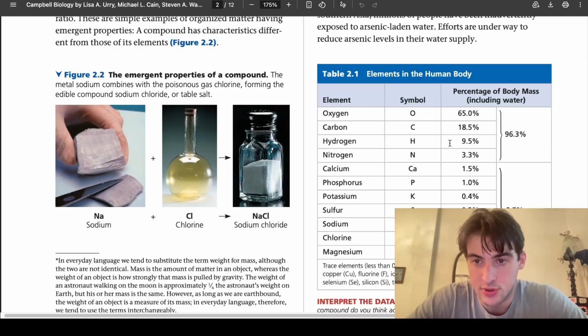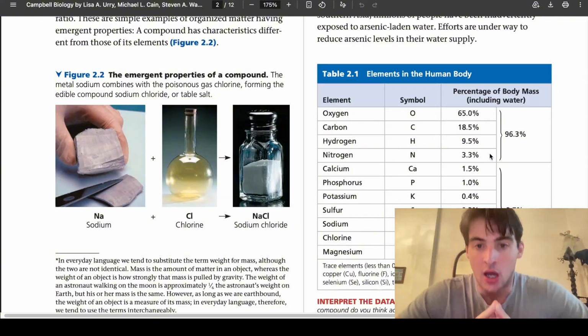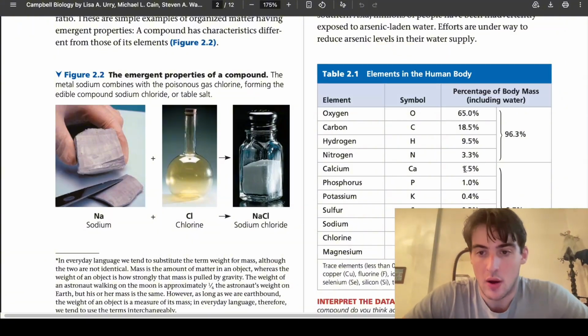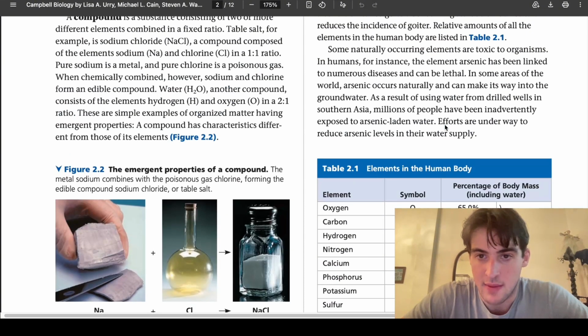Then we've got hydrogen, 9.5%. I'm guessing that's also from water. Then nitrogen, 3.3%. That's interesting. I wonder what parts of the body nitrogen makes up. Calcium, 1.5%. I'm not going to read the rest of that.